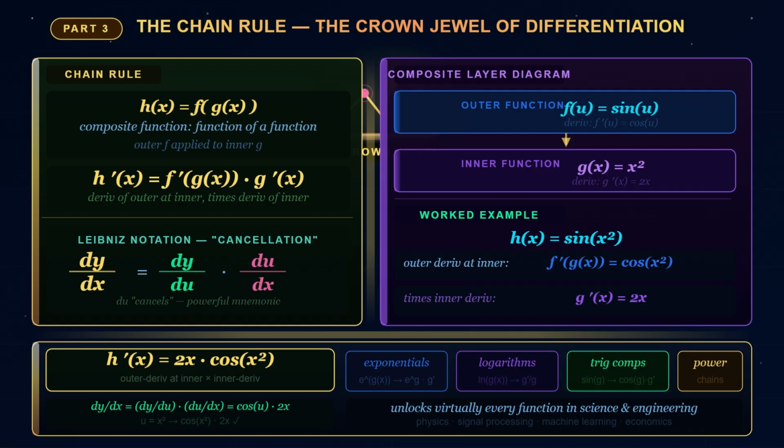Consider h of x equals the sine of x squared. Here, the outer function is sine of u, and the inner function is u equals x squared. Differentiating the outer function gives cosine of u, evaluated at the inner function, giving cosine of x squared. Multiplying by the derivative of the inner function, which is 2x, we get h prime of x equals 2x times the cosine of x squared. The chain rule is the key to unlocking derivatives of exponentials, logarithms, trigonometric compositions, and virtually every function encountered in science and engineering.